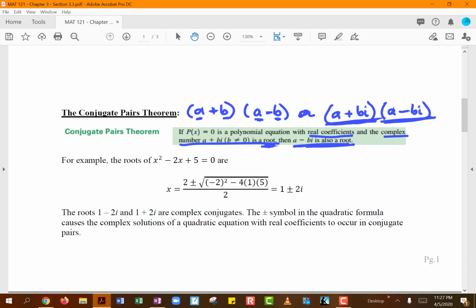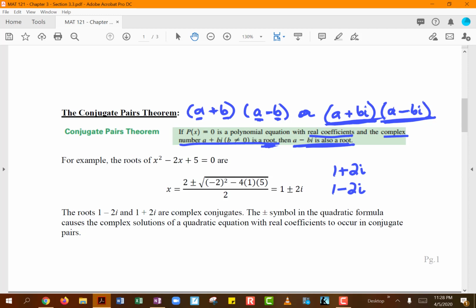So just as an example here, we've got x squared minus 2x plus 5 equal to 0. So you can see we use the quadratic formula here to help us solve this equation. So when we solve this equation, you can see both 1 plus 2i is our root and 1 minus 2i is also our root. So these would be what we would call conjugate pairs. So if one conjugate term is going to be a root, then the other one is automatically going to be a root. So that's what this little statement is saying here.